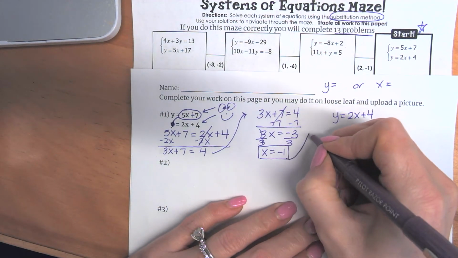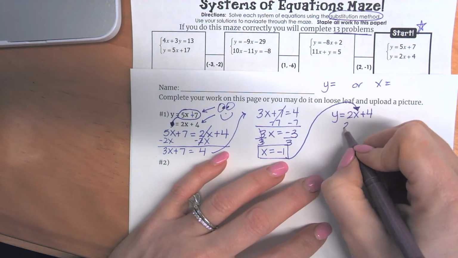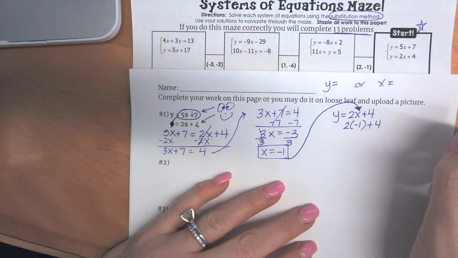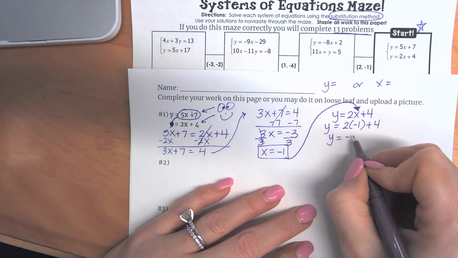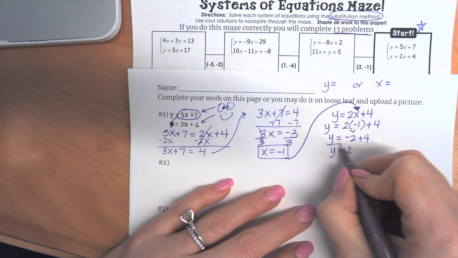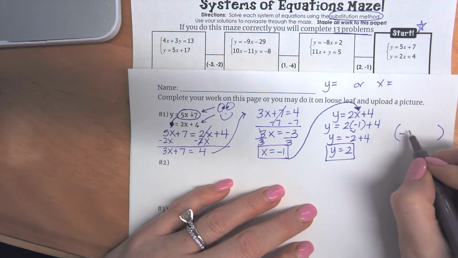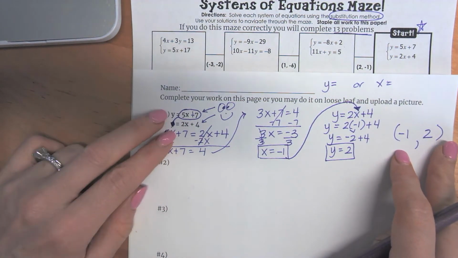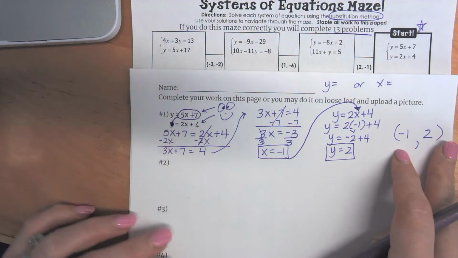So I'm going to take my first part answer of x equals negative 1 and plug that in for x. Therefore, I can solve for y. 2 times negative 1 is negative 2, plus 4 is 2. So my solution, the only coordinate point which makes these equations true, is negative 1, 2.